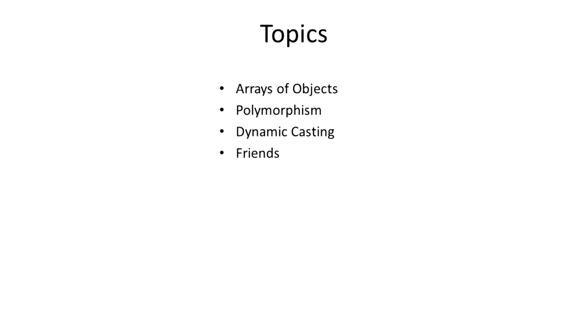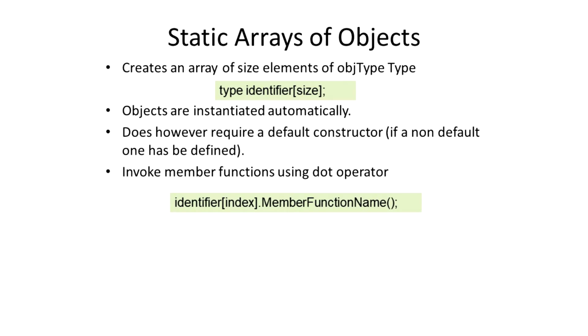And then finally, we're going to have a look at the friend keyword, which can actually be used to grant access to members that are in the private and protected interface of a class. But this does actually nullify the object-oriented principle of encapsulation. So we'll discuss the advantages and disadvantages of using this keyword a bit later. And so let's start by talking about static arrays.